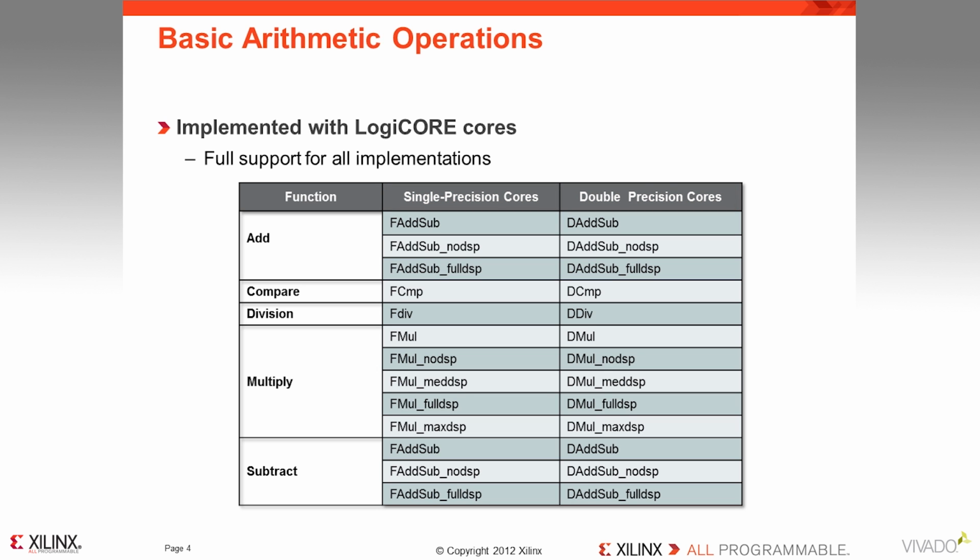In addition, each of these operations can be targeted to a specific implementation of these logic cores using the Vivado HLS optimization directives. For example, a multiplication can be implemented using no DSP48s or in a version where the maximum number of DSP48s is used.